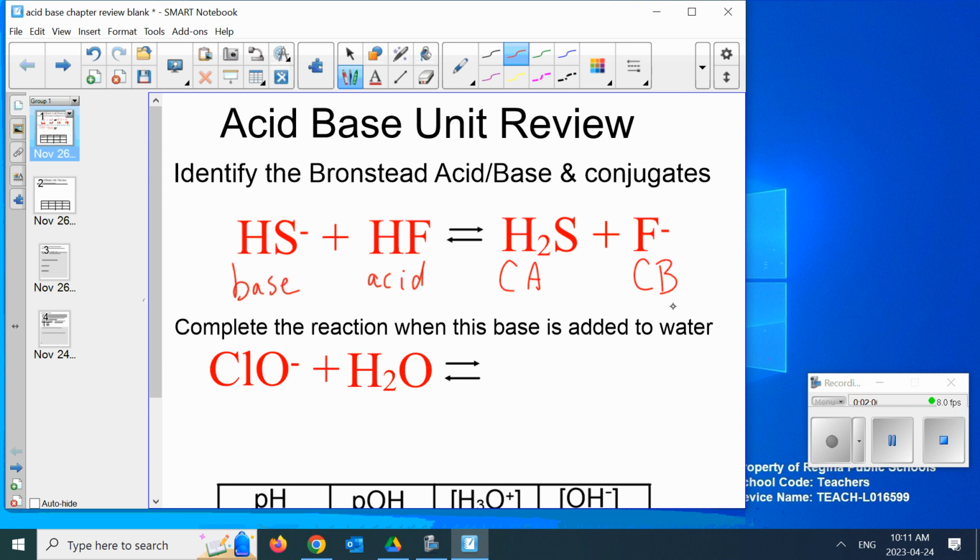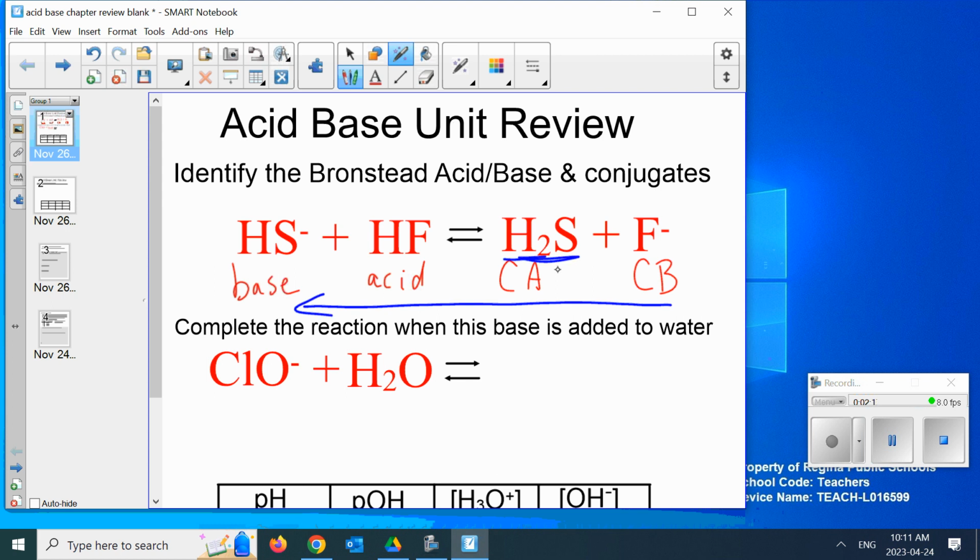If I read this, this is a double arrow, it's equilibrium. If I read this from right to left, take a look. Is this doing an acid's job from right to left? Yes. It is losing an H. It's donating the H to the fluorine. And it's the base, when we read it backwards, because it's acting as a base. It accepts from the reverse direction. That's why it's called the conjugate base, conjugate acid. Read it backwards.